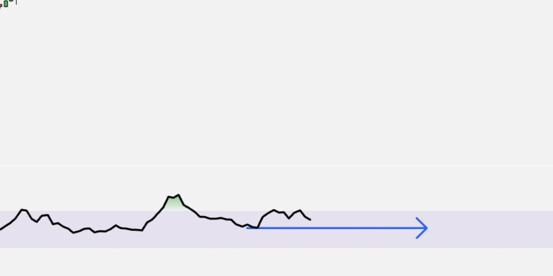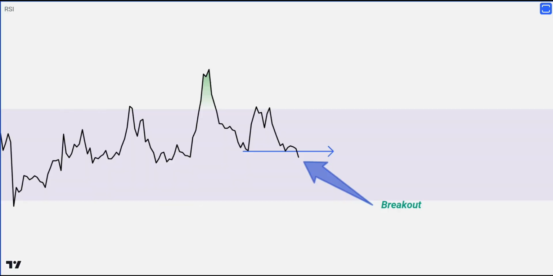We draw a support line below the last lower level that has formed on the indicator and anticipate its breakout. It is likely to break before the price does. Yes, the support line we drew has been broken to the downside. Now, let's check if the price has simultaneously broken the same lower level.